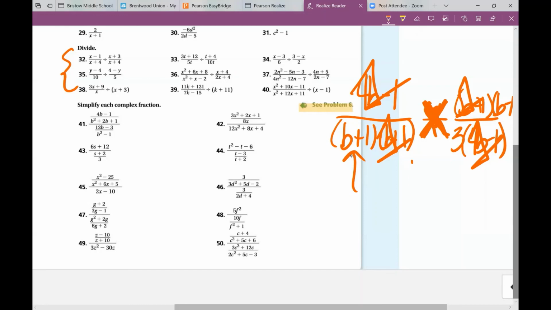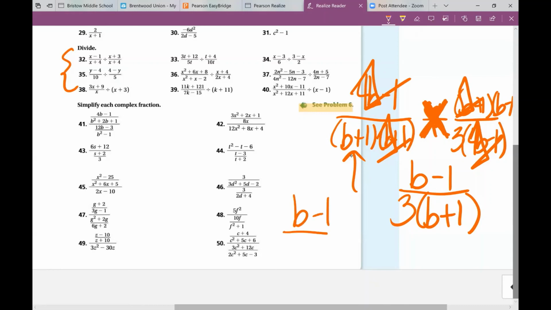So my final answer will be a numerator of b minus 1. And in the denominator, I have the 3, and I have a factor of b plus 1. This should be your final answer. Again, if you check the back of the book, it probably has something like b minus 1, all divided by 3b plus 3 if you were to distribute on the bottom.